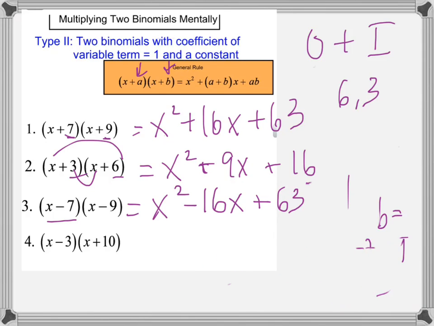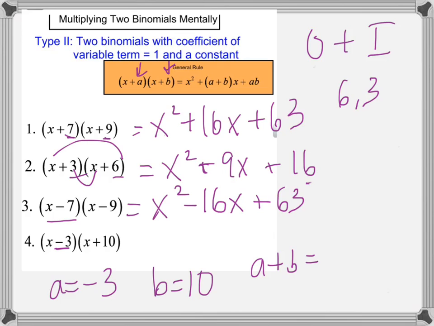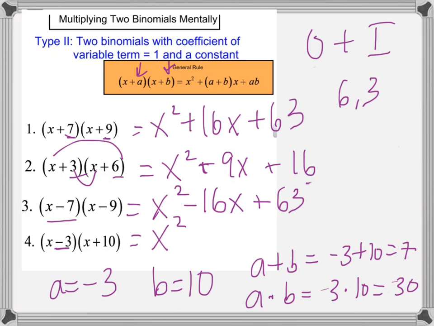And finally, for the last trinomial in this second case, the second type of binomials, our a term, I want to think of that as negative 3 because it's minus 3, and our b term is 10. So a plus b is going to be negative 3 plus 10, which is 7. And a times b is going to be negative 3 times 10, which is negative 30. So our trinomial is going to be x squared plus 7x minus 30.